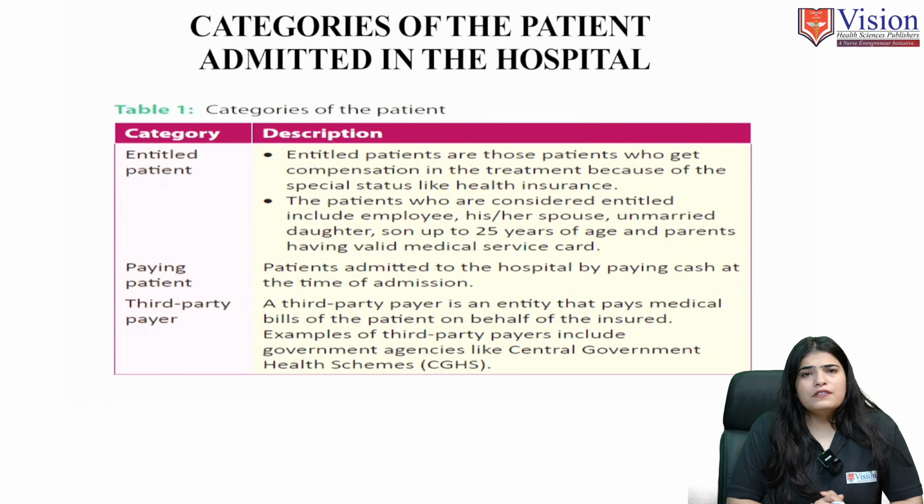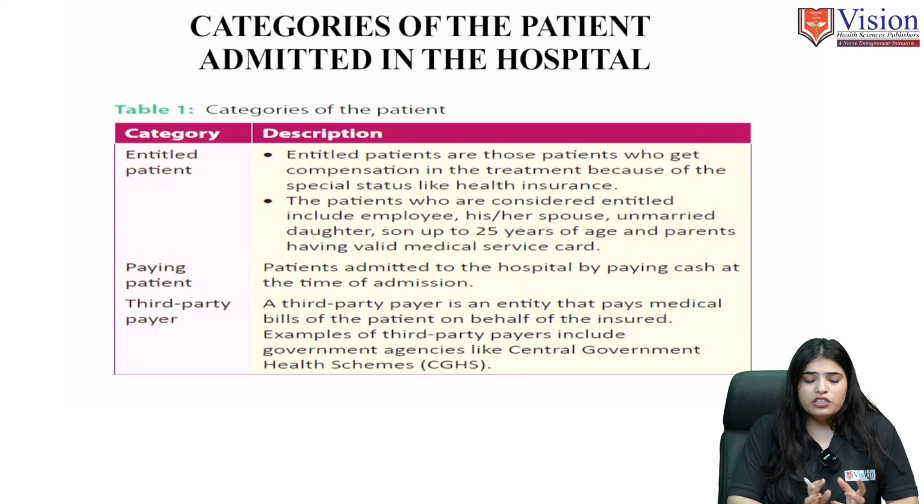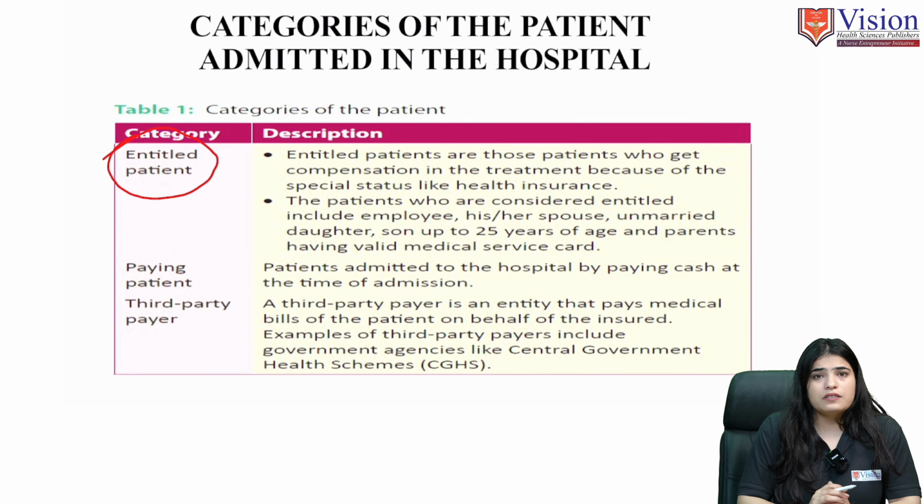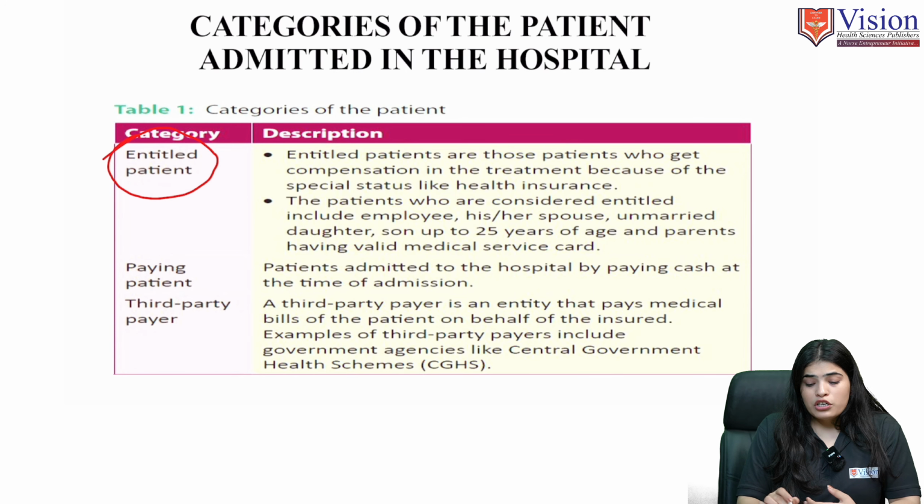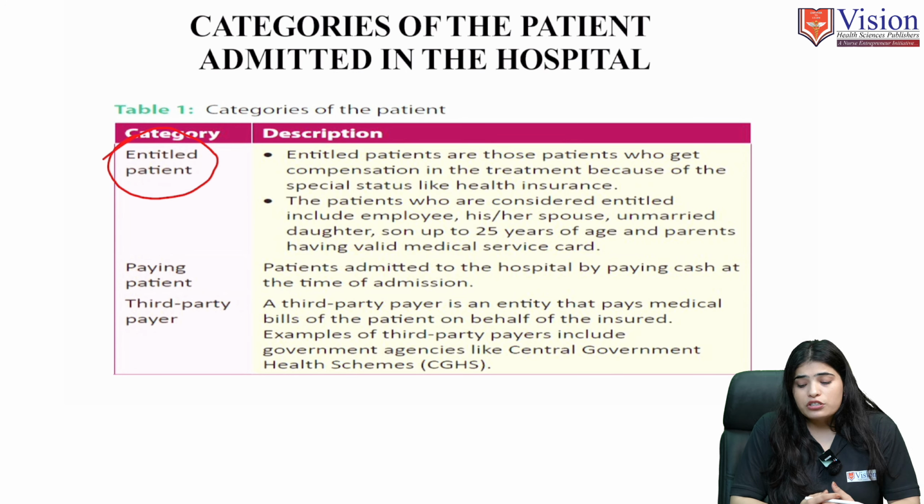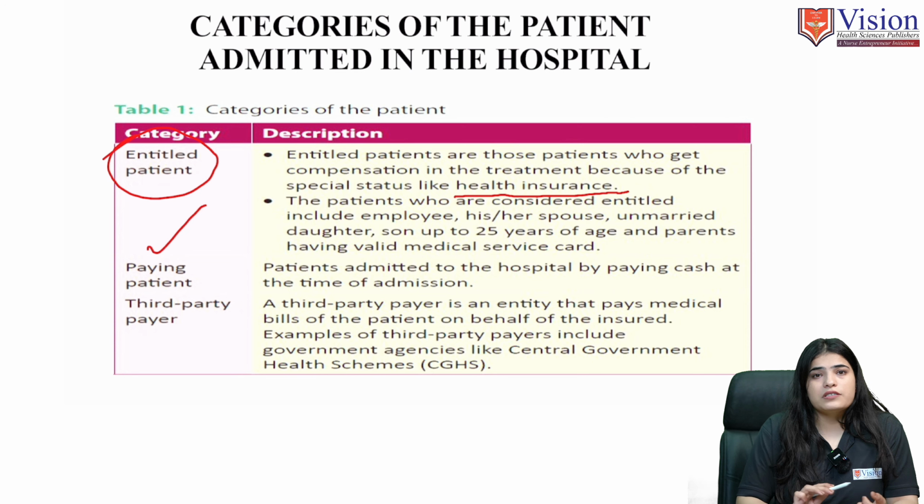After that there come the categories of admission. In which category will we put the patient? The first one is the entitled patient. A patient is entitled when there is compensation for the treatment, because of a special status, like the patient having health insurance. Those patients will be called entitled patients.